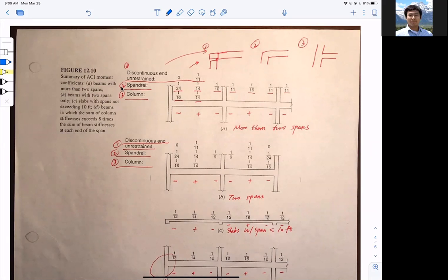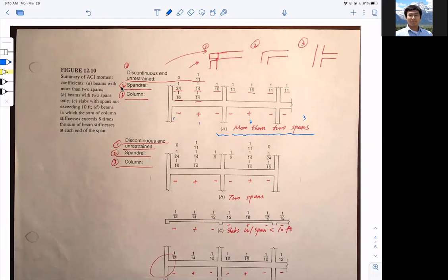Now you can see I have different configurations. So let's read these figures all together. Figure A says more than two spans. So if I have more than two spans, like so, this is one span, this is two spans, this is three spans. For your information, what is ln?